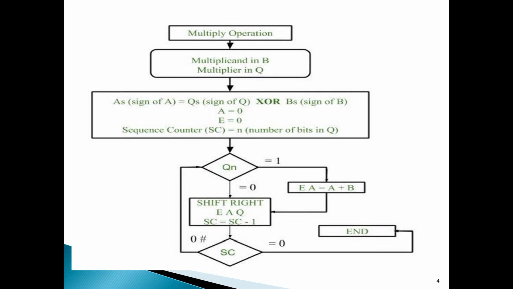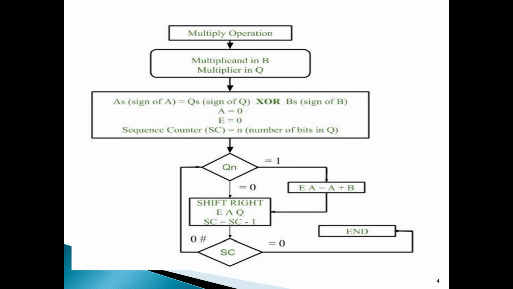So initially we take A as 0. Here initially A is equal to 0 and E is equal to 0. What is the use, what is the importance of E? Whenever A and B are added, if there is a carry, then E is equal to 1. If there is no carry, then E is equal to 0. So initially we take the E value as 0.